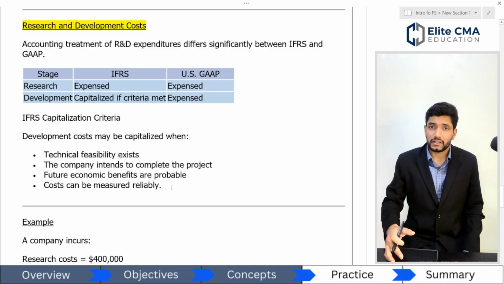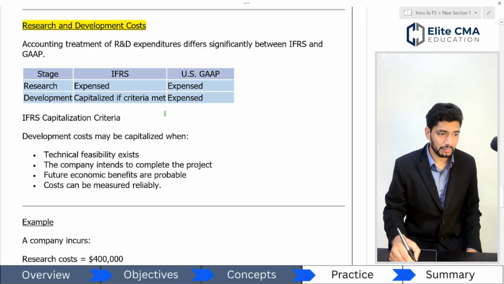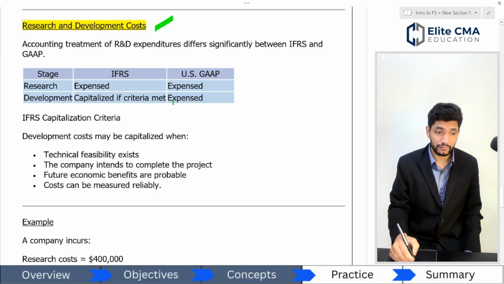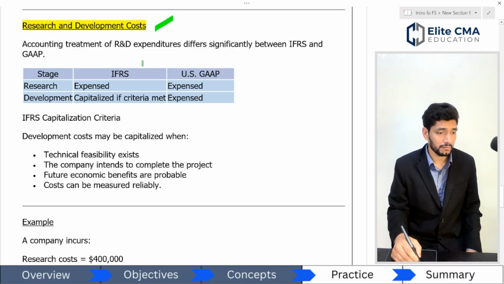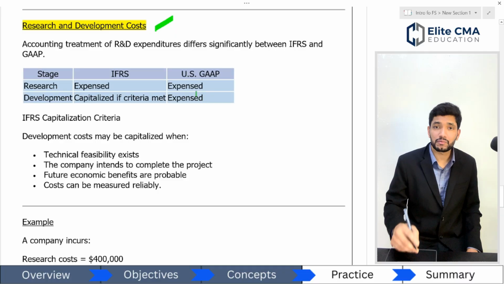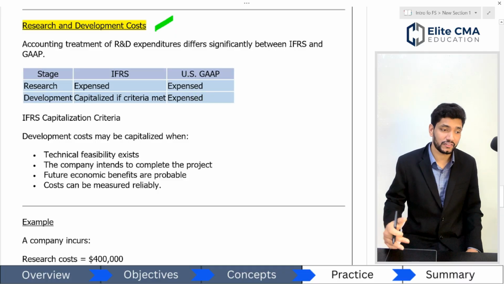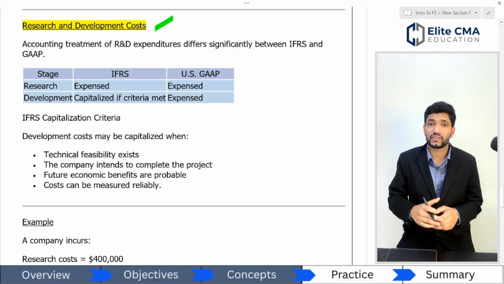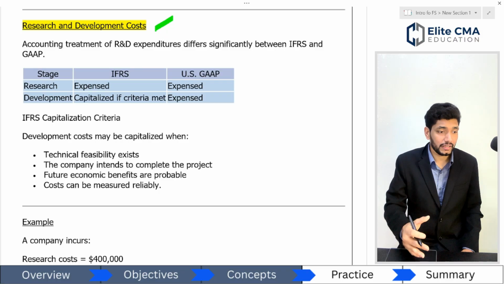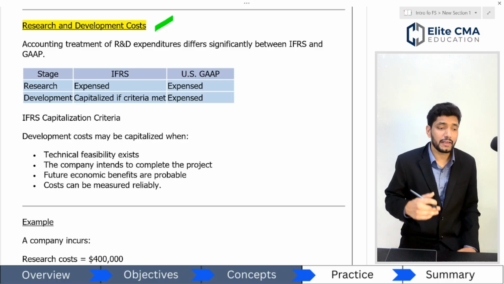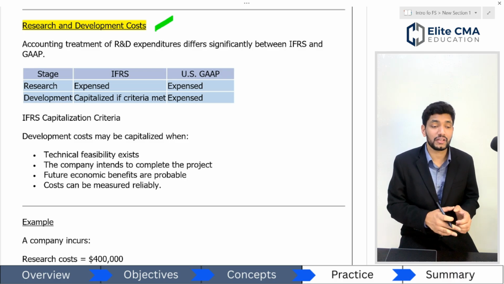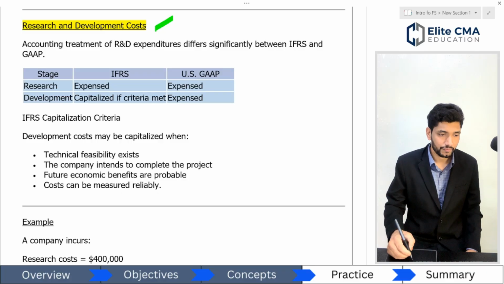Let's move into the next key difference, that is research and development cost. Accounting treatment for research and development differs significantly between IFRS and US GAAP. In both IFRS and US GAAP, research costs are normally considered as expenses. But when it comes to development costs, in IFRS certain costs can be capitalized if certain criteria are met.